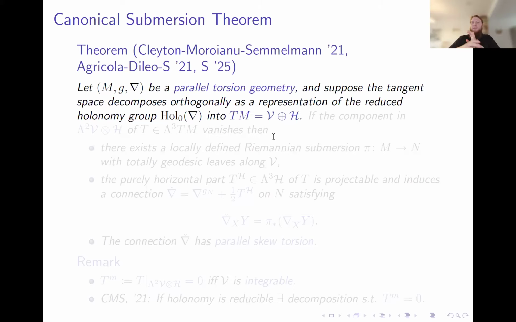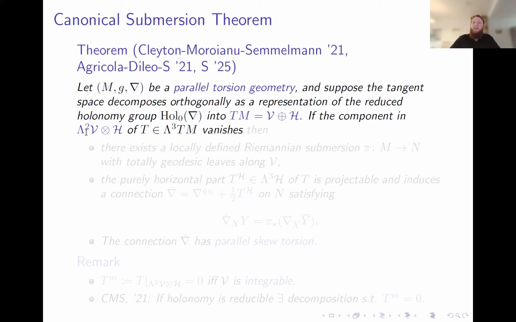So the tangent space splits as a representation of the holonomy group into two components. One I'm calling V for vertical space and H for horizontal space. Then I know that the torsion decomposes as well. It is a 3-form, so it has a purely vertical part, two mixed parts, and a purely horizontal part. And I want to assume that one mixed part, the twice vertical, once horizontal part, vanishes.